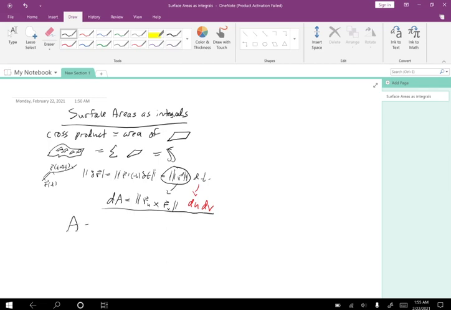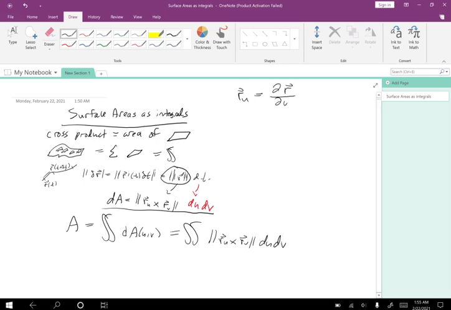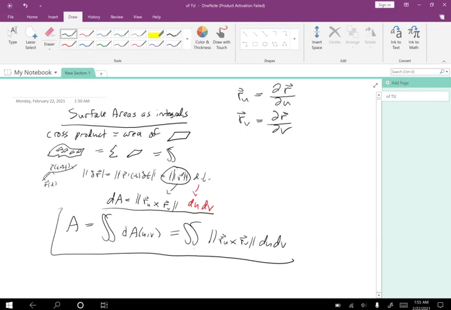And so the formula we'll get is that the area will be the double integral of this dA, which is a function of u and v. So it'll be the integral of the cross product between the partial derivatives times du dv. And of course, because I am the laziest person, I'm just going to denote r sub u as the partial derivative with respect to u. So this is the area, and it'll be over whatever domain we have.